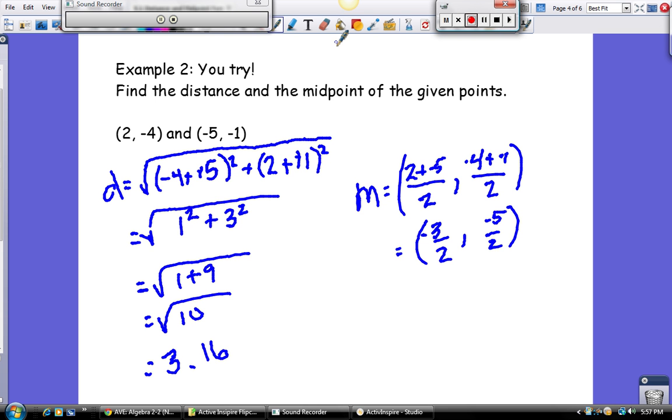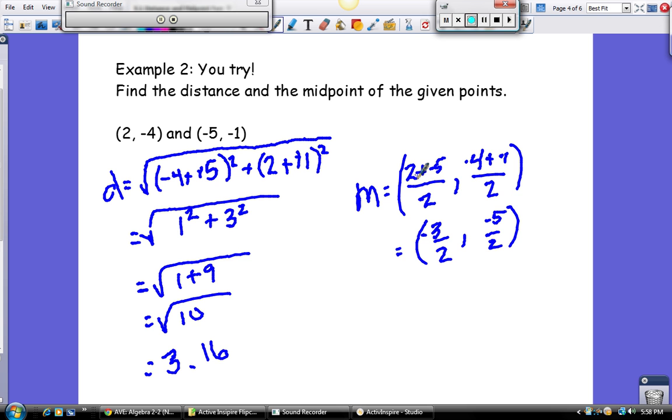Okay, you should have finished example 2. You try, and you find out that the distance should have been 3.16. Remember, we've got to subtract -4 minus -5. But remember, we've got to change it to plus a positive. Square it. And then we're going to add 2 minus -1 for the y's. And remember, minus a negative, we change it to plus a positive. So the negative 4 plus 5 gives us 1, and we're going to square it. 2 plus 1 gives us 3, we're going to square it. So 1 squared gives us 1, 3 squared is 9, add them up. 1 plus 9 is 10, find the square root of that, you get 3.16.